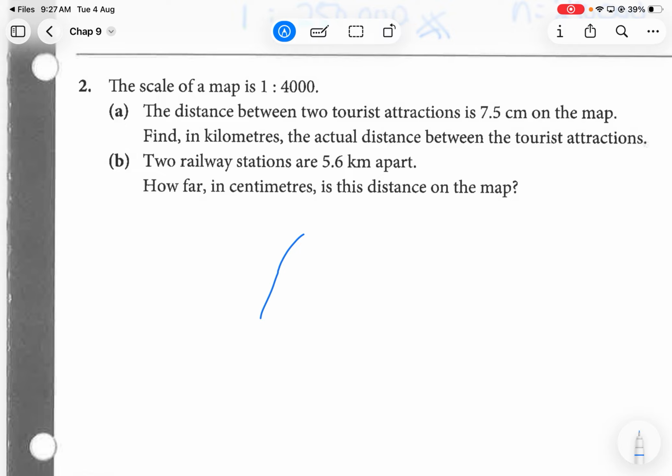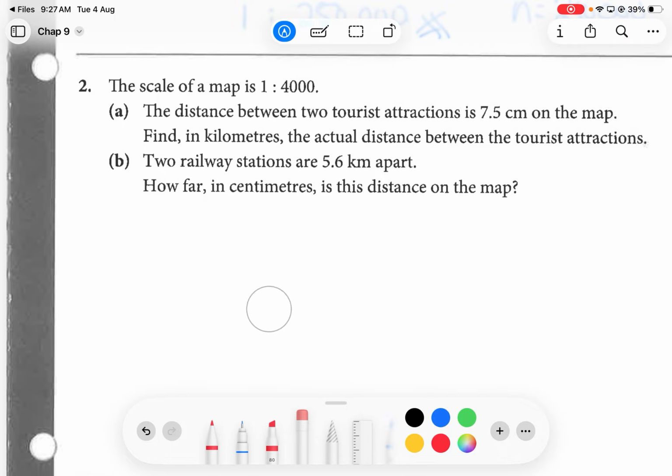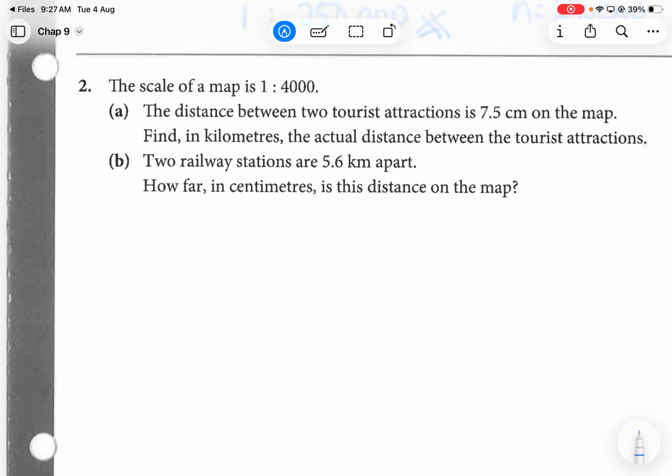I want to convert it to kilometer. How do I convert cm to meter first? Every 100 cm is 1 meter. So, if I take out 2 of the 0, then it will become 1 meter. 100 cm becomes 1 meter. So 30,000 cm is 300 meter. Divide by 100 to get back meter.